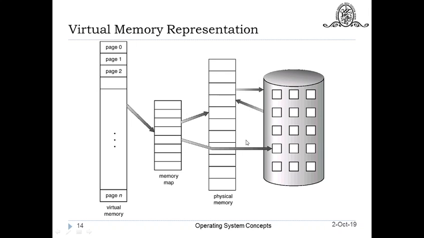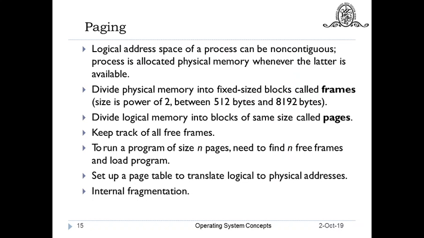And there are some other reasons why swapping is necessary, which we will see in the next video. But this is the virtual memory representation. Now what is paging, I have already told you, but in summary we will revise it again. The logical address space of a process can be non-contiguous. It is the most important benefit of virtual memory or paging.